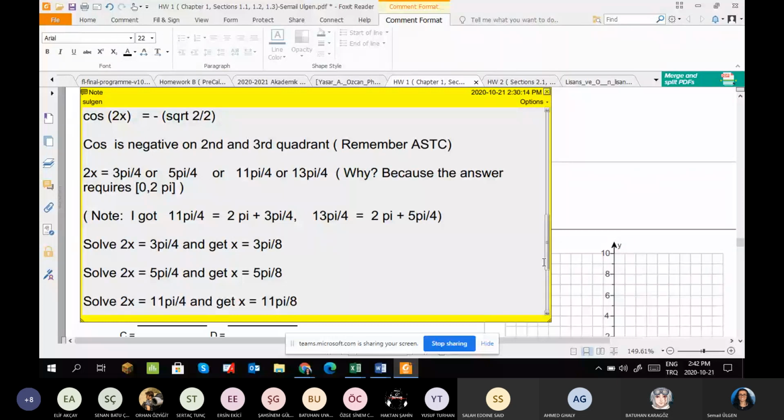So we use that. And then here 2x can be equal to, since this is square root of 2 over 2, we think about the 45. Since it's negative, it should be 3 pi over 4. So 2x could be 3 pi over 4, and it could be 5 pi over 4 as well. 3 pi over 4 is in the second quadrant, and 5 pi over 4 is in the third quadrant, right?